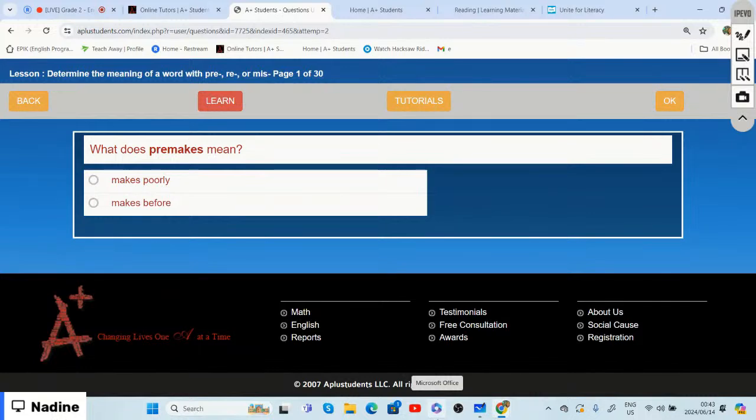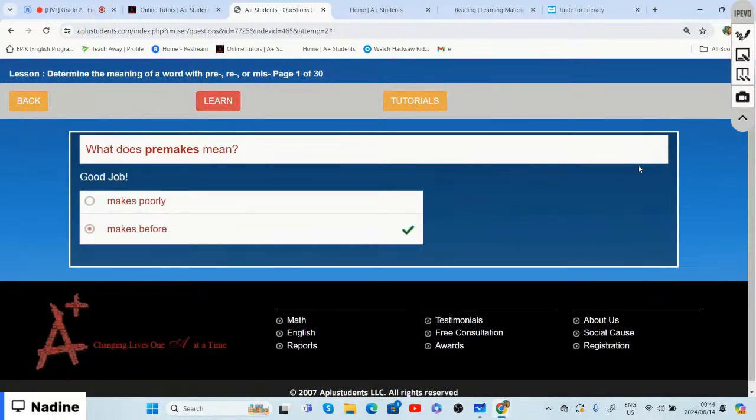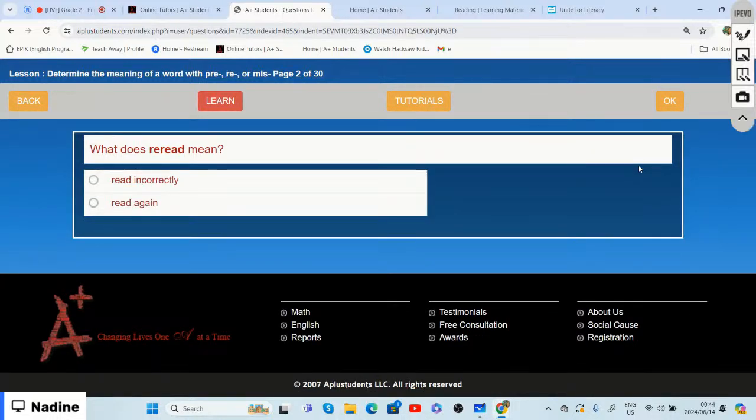All right, and if we were to choose the correct one, we would say premake means to make before, because we said pre means before. So well done. Reread, to reread something. Is it to read incorrectly or to read again? Option one or option two. Is it to read incorrectly or to read again?